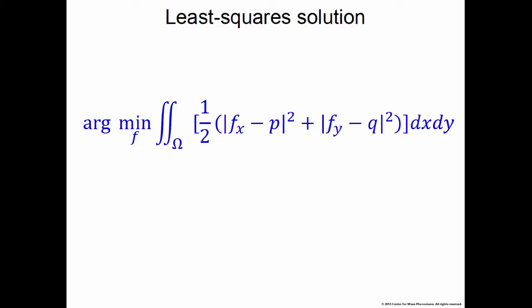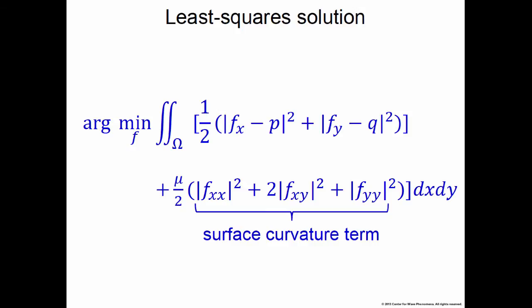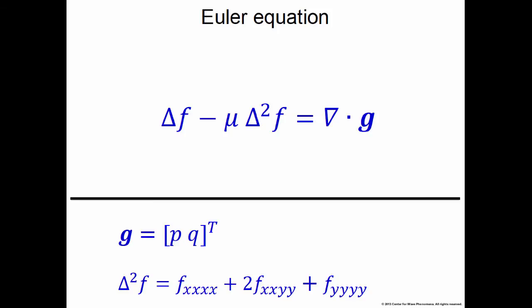And to make the solution more stable for noisy images or chaotic reflectors, we add a surface curvature term to this function to be minimized. And minimizing this function here is equivalent to solving its corresponding Euler equation here. And we solve this Euler equation by using Fourier transforms.